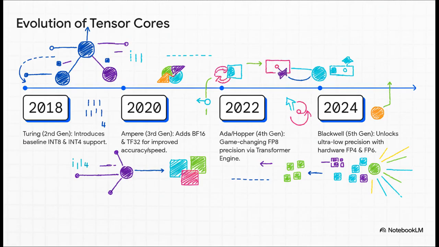It really started back in 2018 with Turing supporting these simple integers. Then Ampere added some more flexible formats, but the real game changer for these huge AI models was Ada and Hopper, which brought in FP8, that's 8-bit floating point, a format that just hits that perfect sweet spot between size and precision. And as you can see, now Blackwell is pushing that boundary to an incredible 4-bit.